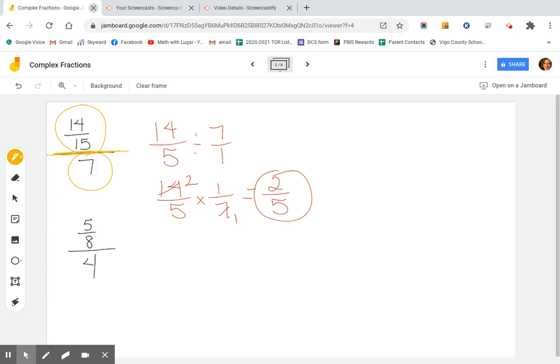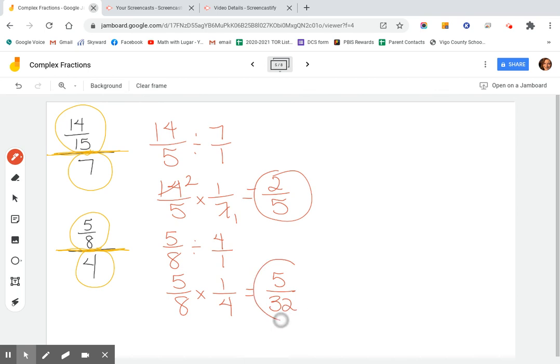All right, here's my answer for this one. There's his arms. One circle on the top, one circle on the bottom. So then I'm going to take 5/8 divided by 4, which is really 4 over 1. I'm going to keep it, change it, and flip it. Across the top, 5 times 1 is 5, and across the bottom, 8 times 4 is 32.